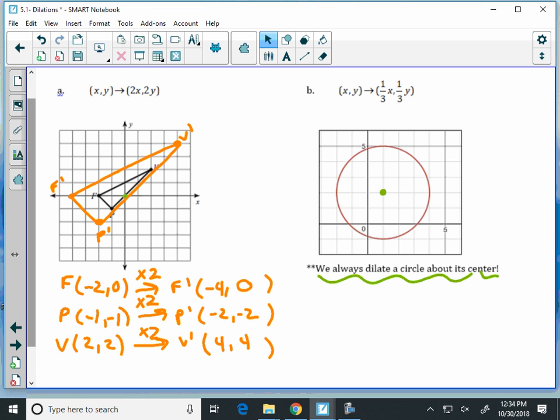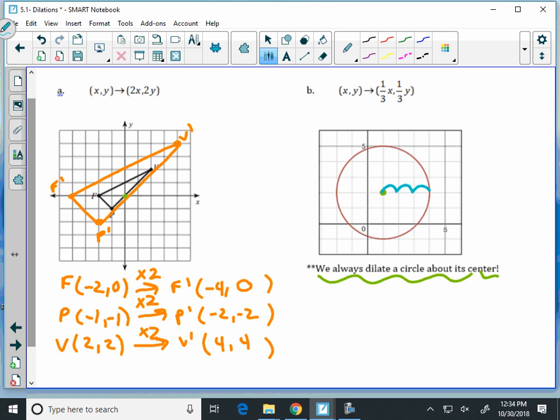Okay. The center is still going to stay exactly where it's at. Okay? Don't move it. But what you're going to do, you have to figure out, well, what is the radius? What do you remember is the radius when you look at a circle? Does anyone remember what that is? It's like from the side to the center. Yeah, from the side to the center, and the center to the side.